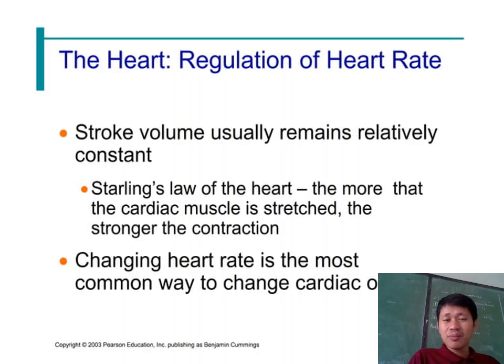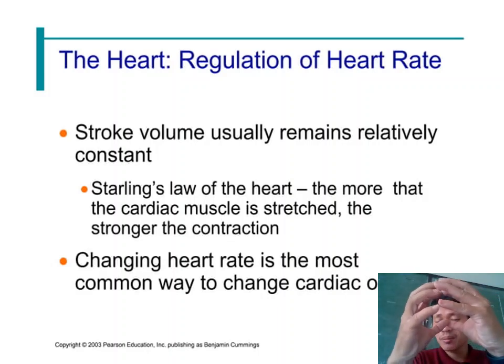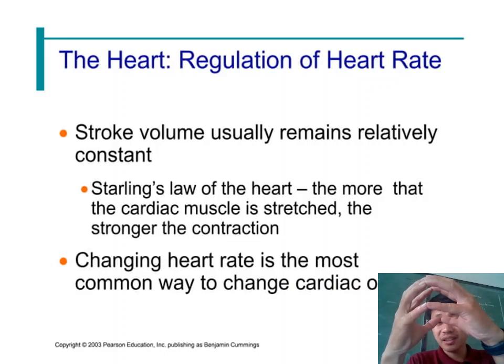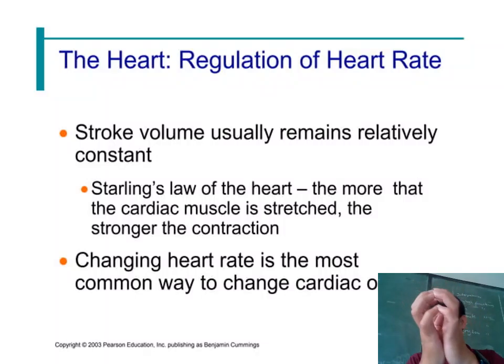The more that the cardiac muscle is stretched, the stronger the contraction. That makes sense, because the more blood fills up the heart, the more it is stretched. Can you see it in the camera? If this represents your heart and it receives a lot of blood, then it will be stretched. And the more it is stretched, the more force it can do when it contracts. It's like an elastic rubber band. The more you stretch it, the more power it has to return to its original size. Alright?